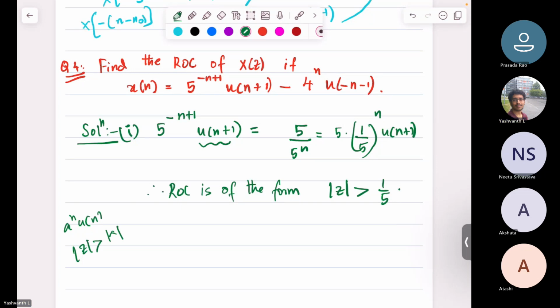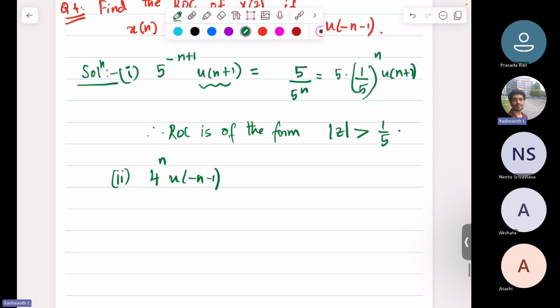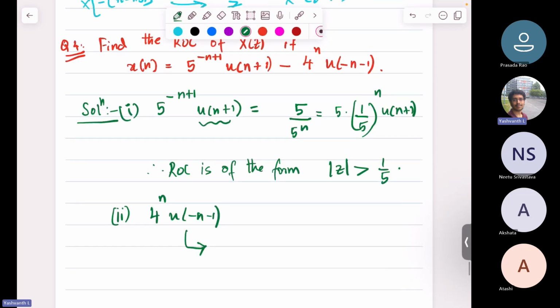Yes, sir. Yeah, good. So that is the first part. Now the second part is 4 power n into u of minus n minus 1. So now can you tell me how will the ROC be? See, this is u of minus n minus 1. It's a left-sided signal.